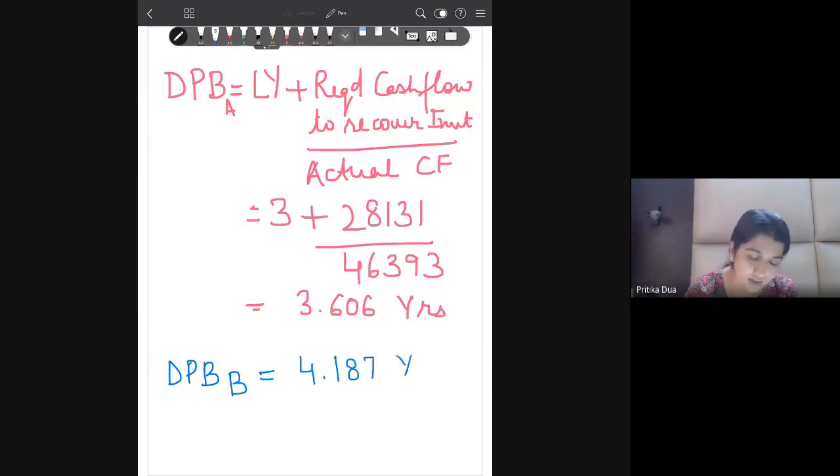So on all the three parameters, machine A is giving you better values than machine B. It is performing better as compared to machine B. So your final conclusion for this answer will be that machine A is a more beneficial investment for the firm and it should be preferred over machine B. Please take a minute more and complete the question.